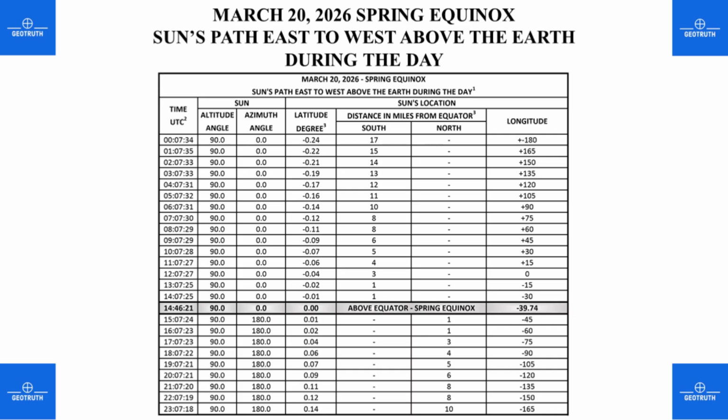Hi everyone. This presentation will show the sun's path east to west above the Earth during the day of March 20th, 2026, the day when the spring equinox occurs.